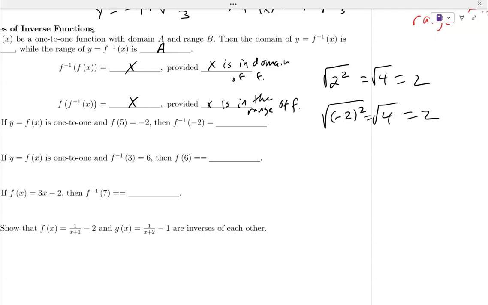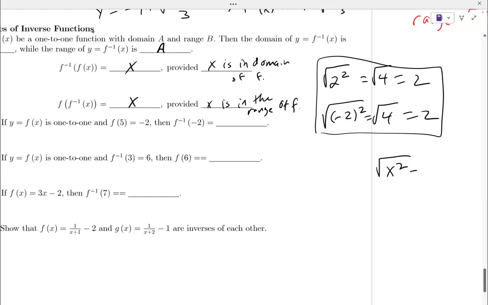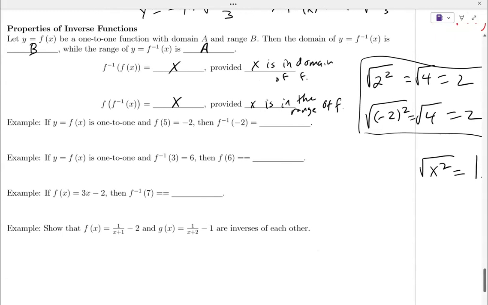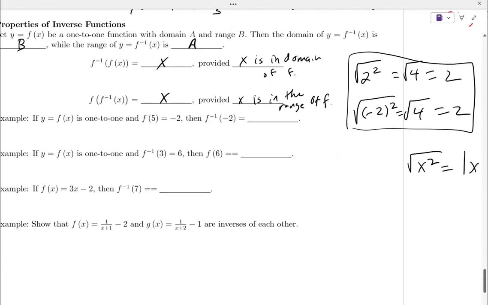And again, this is our prototypical example of when we have to be careful. The square root undoes squaring if what you're squaring is positive. Okay? The square root does not undo squaring if you're squaring a negative. Technically, when you do the square root of x squared, you get the absolute value of x, because it removes the negative sign. You have to be a little bit careful. All right, well, let's see if we can put these properties to use real quick.